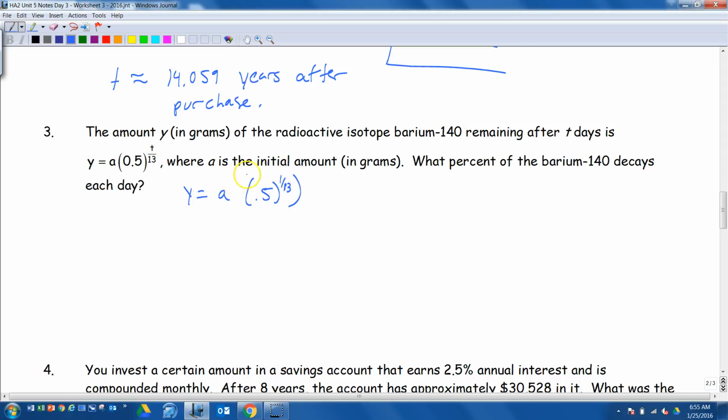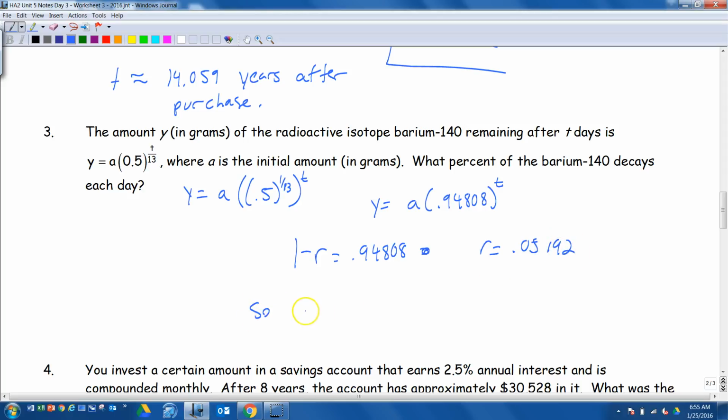1/13 to the t. So you raise 0.5 to the 1/13 in your calculator, and you get 0.94808. Now that's not the percent, that's the growth or decay factor. So we have to say 1 minus r equals 0.94808. So if you get r, if you do the subtraction, you get 0.05192.